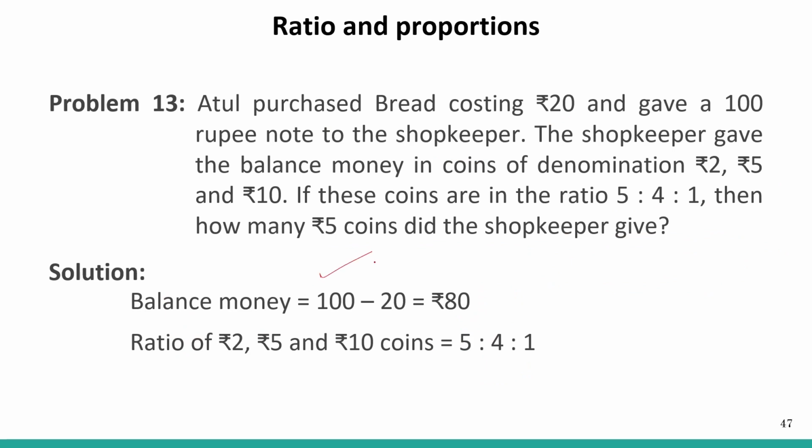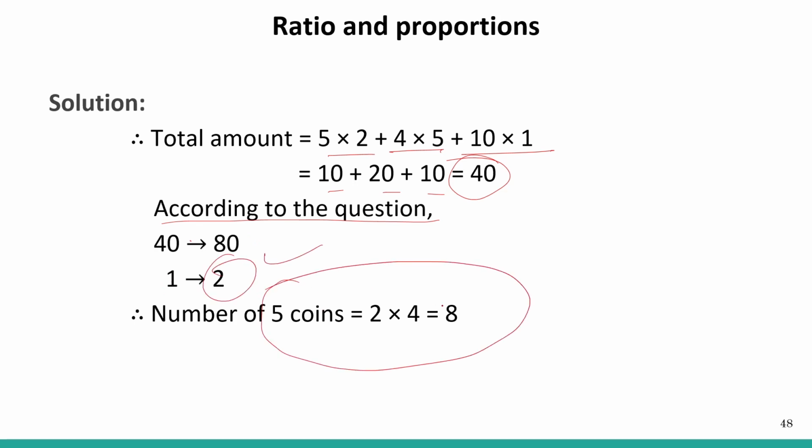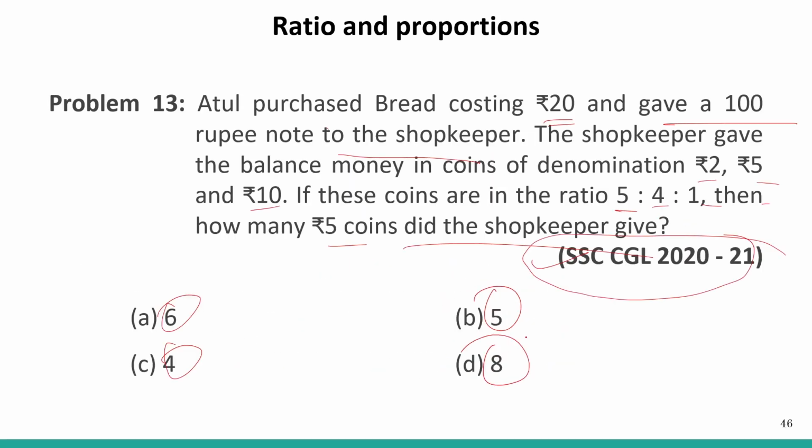So balance money is equal to 100 minus 20, which is 80 rupees. The ratio of 2, 5 and 10 coins is 5:4:1. So the total amount is 5 into 2 plus 4 into 5 plus 10 into 1, which is 10 plus 20 plus 10, equal to 40. So according to the question, 40 represents 80. So 1 represents 2. So the number of 5 rupee coins will be 2 into 4, which is equal to 8. So the number of 5 rupee coins we will be getting is 8. So 8 is the correct answer.